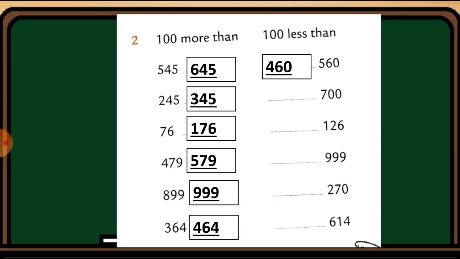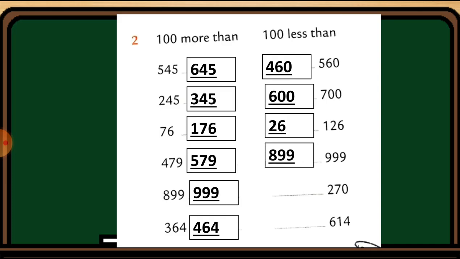Next one, 700, so the answer is 600. 126, so the answer is just 26. 999, so the answer is 899. 270, so the answer is 170. And the last one, 614, so the answer is 514. Hope this concept is clear to you all and there is no doubt regarding this topic.